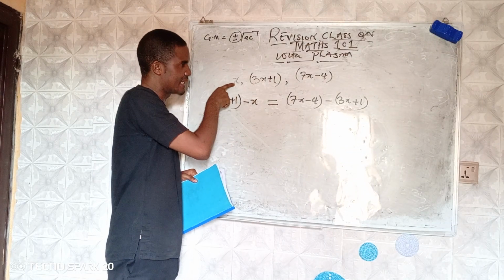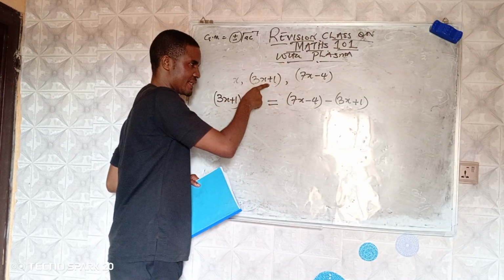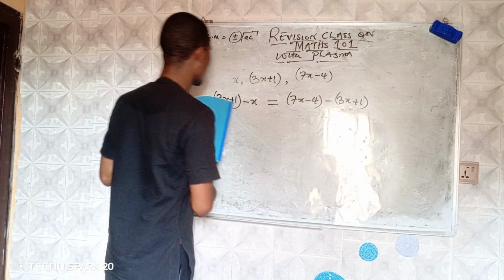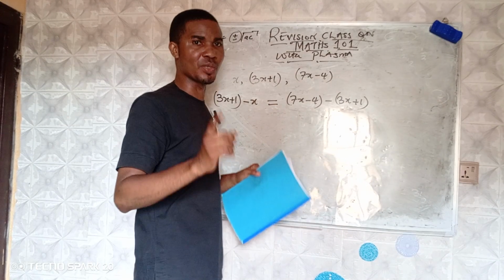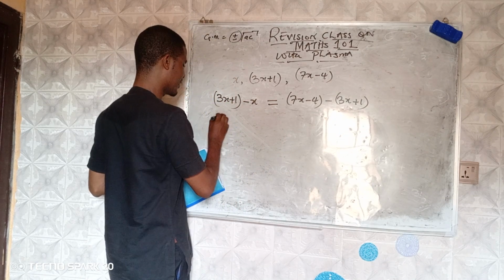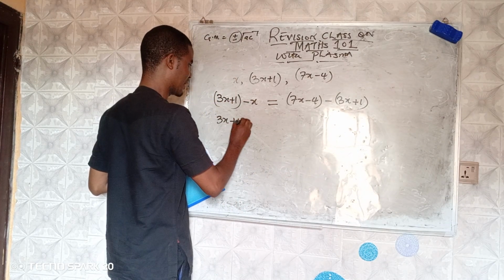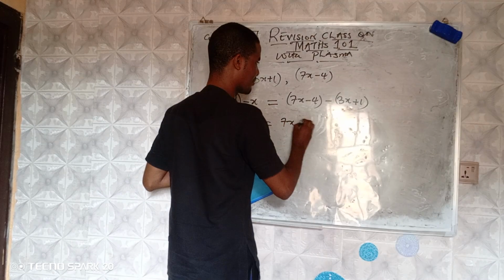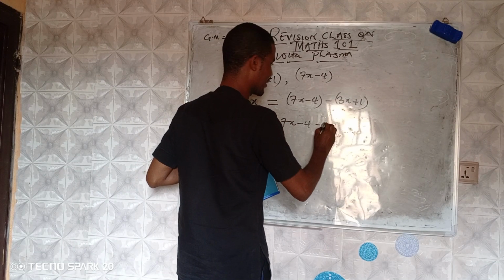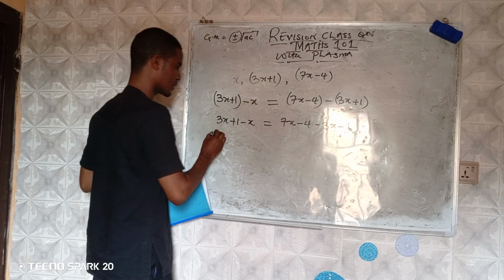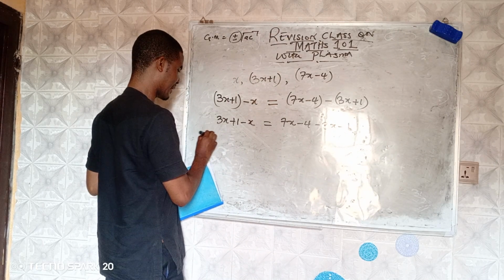This minus this is the same thing as this minus this, so this expression will help me to get the value of my x. Remember, this is question number 4, 2020-2021. So I'm going to be having 3x plus 1 minus x equals 7x minus 4 minus 3x minus 1. Okay, collect like terms.